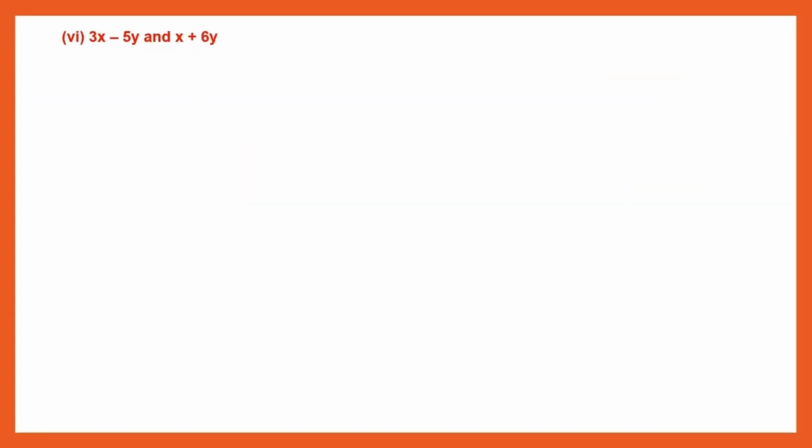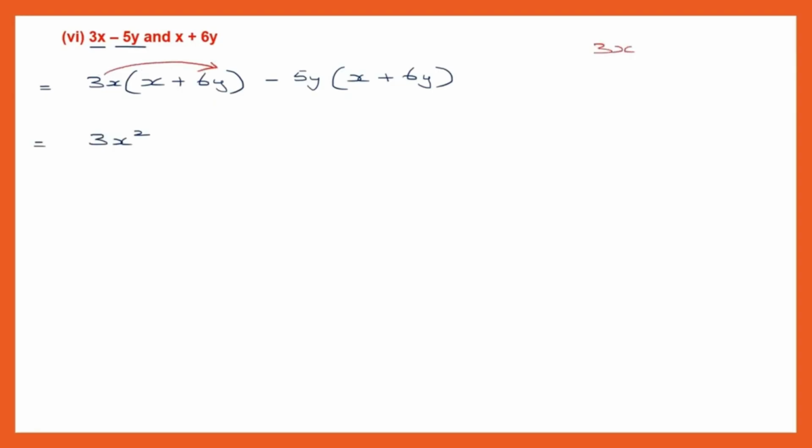Question 6. Let's take the first term. So this is 3x into the second binomial x plus 6y. Then take the second term minus 5y into the second binomial x plus 6y. Now multiply 3x into x. So 3x into x, 3x to the power of 2. Then we finish with this. Now we're going to multiply 3x into 6y.